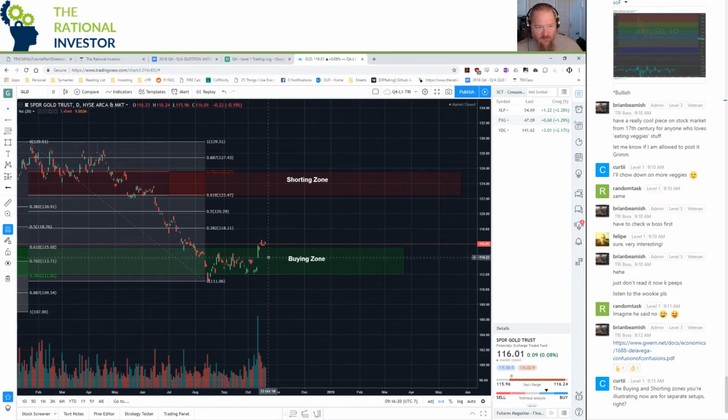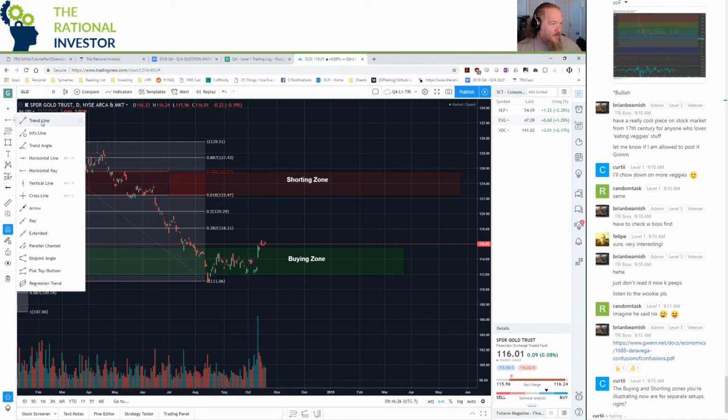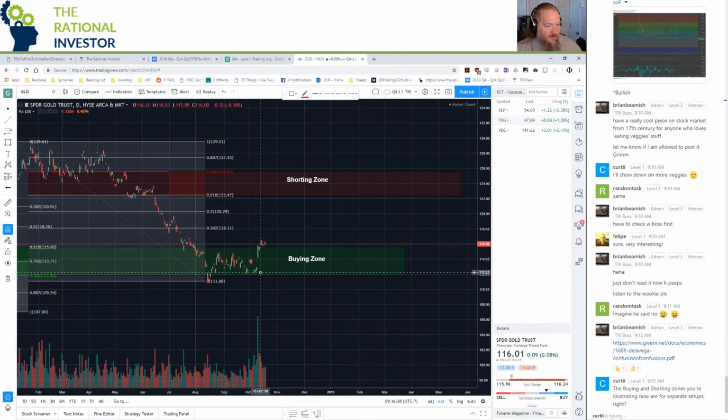culmination for this. Now, if we were in a setup, like, one of the setups might be this ABCD off of the low here, and so you might have just gotten in down here on a lower time frame and taken profits here, right?